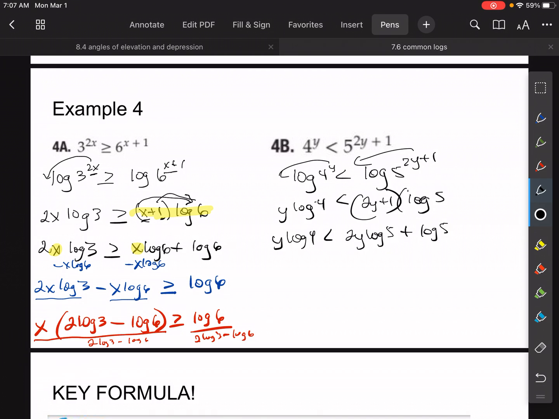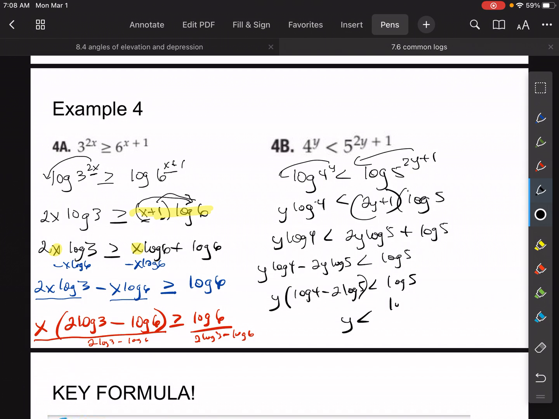Okay, move everything to one side here, so I get y log 4 minus 2y log 5 is less than log 5. Pull a y out, so I have y times (log 4 minus 2 log 5). I pulled the y out of both pieces. It's less than log 5. So then y is less than log 5 over (log 4 minus 2 log 5). I just divided both sides by that. Make sure you use parentheses when you're plugging that in your calculator.